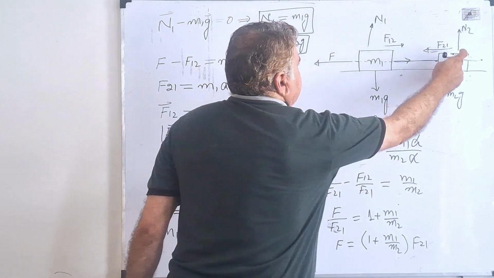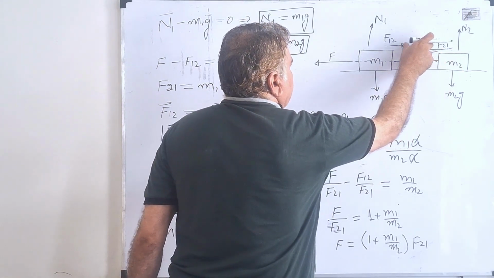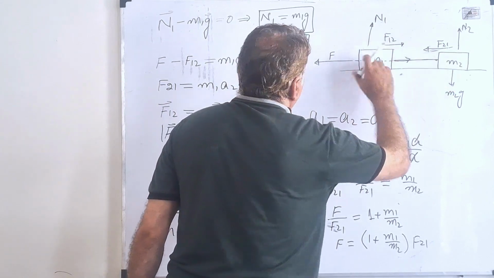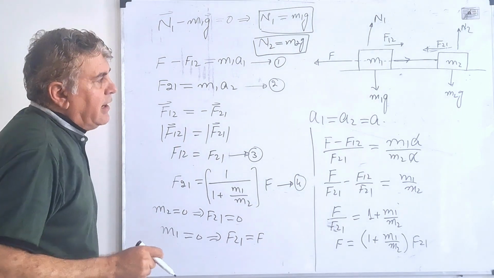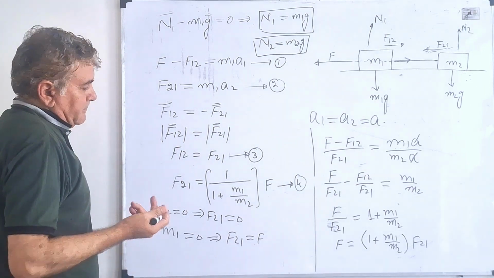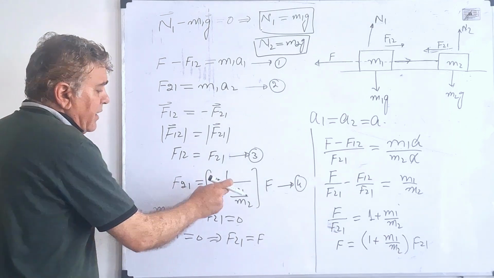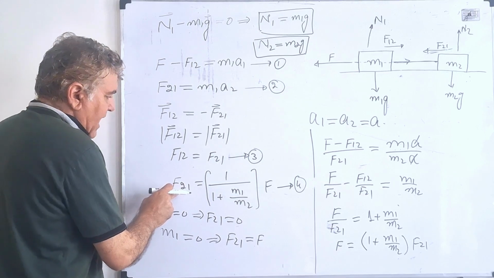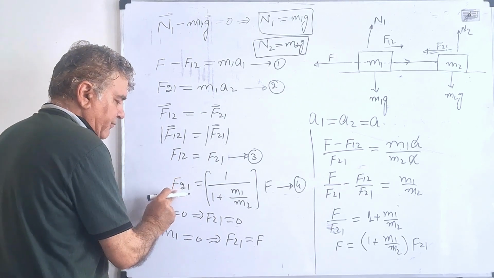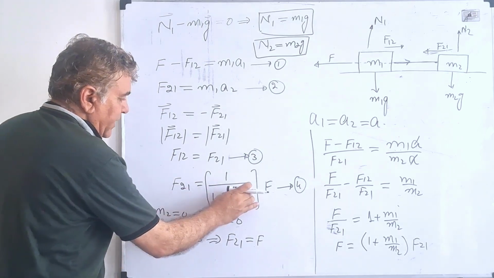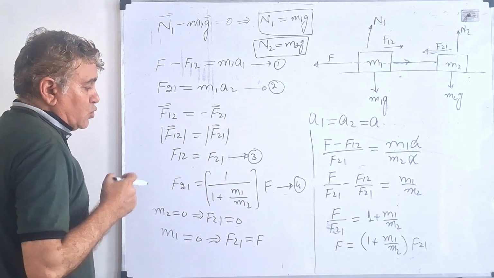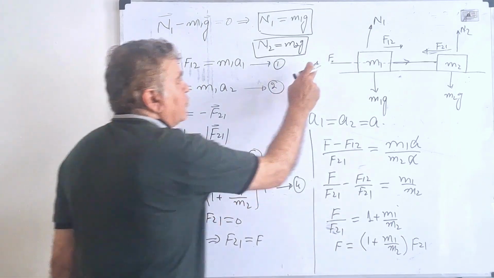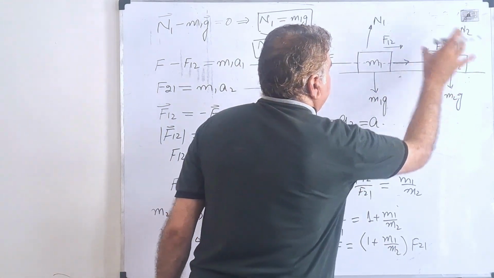So if M2 is 0, there is no force. F21 and F12 are 0. If M1 is 0, the whole force is acting on M2, and that's what we observe in our everyday life. And now, if neither M1 is 0, nor M2 is 0, the magnitude of this force, F21, is determined by the ratio of these two masses. So it is the ratio of these two masses that describes how much force is applied on M2.